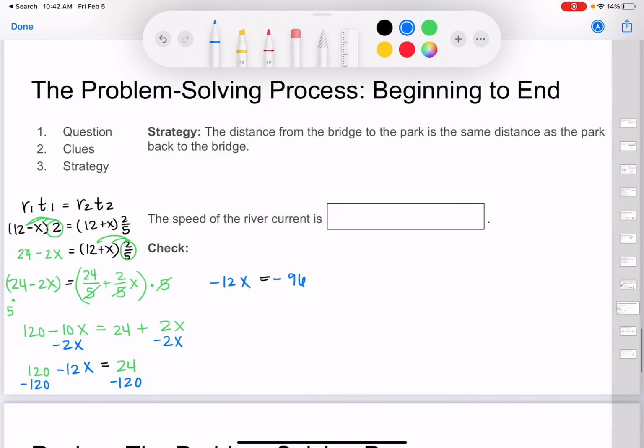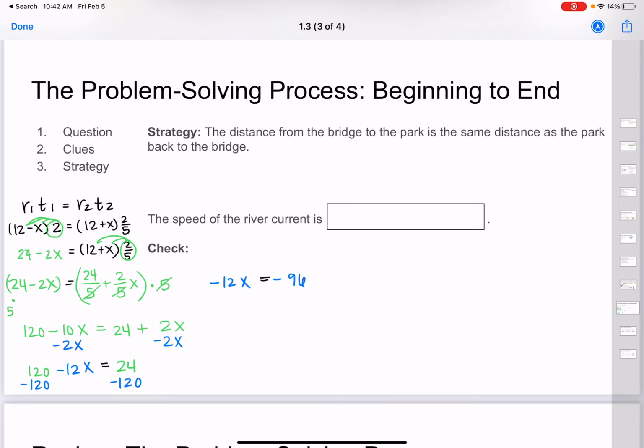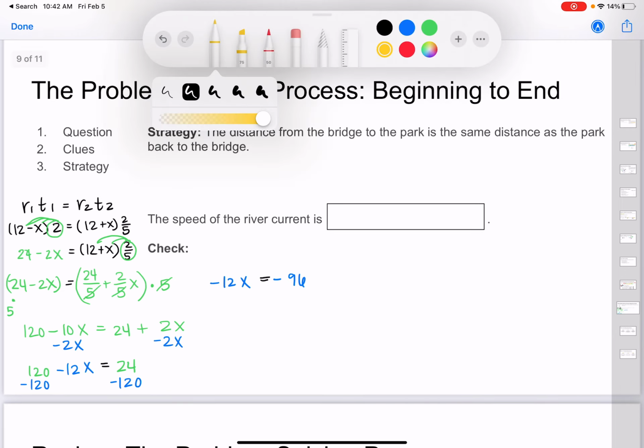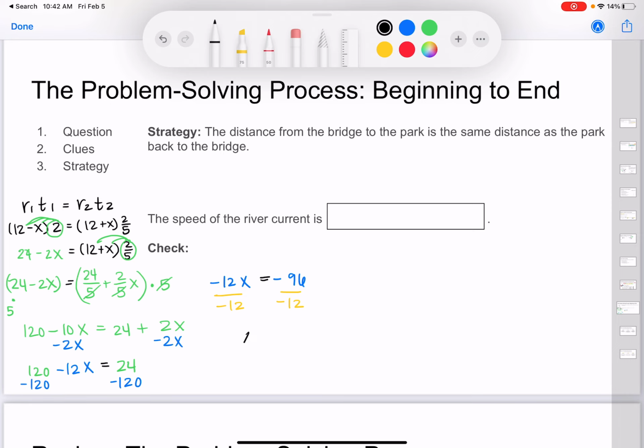But I need to further isolate my x. Dividing allows me to cancel that out. So x is equal to negative 96 divided by negative 12, which is equal to 8. So x is equal to 8. So the speed of the river current is 8.